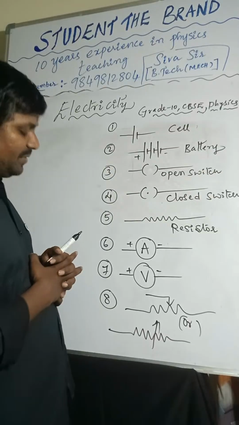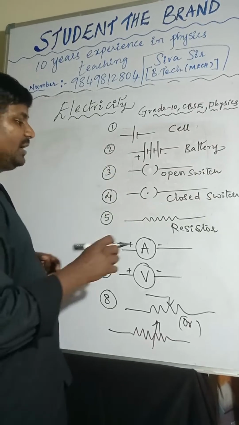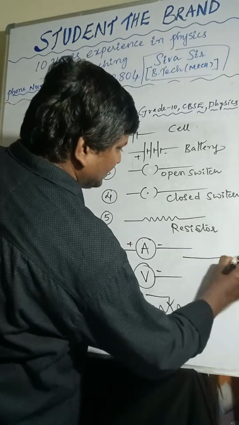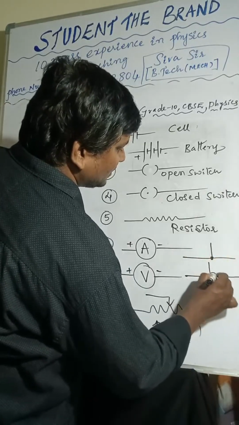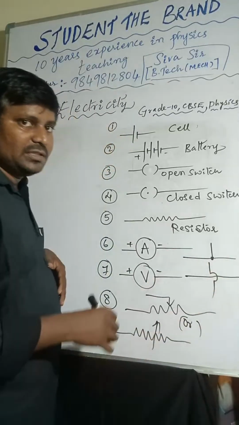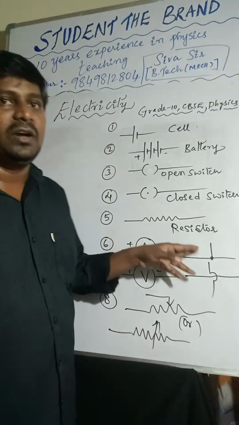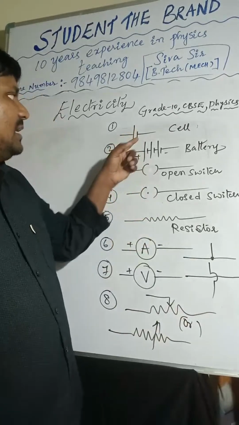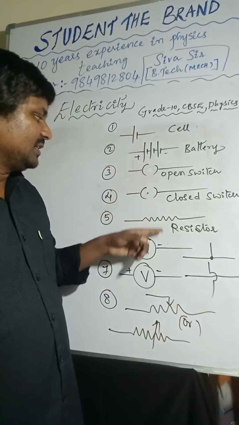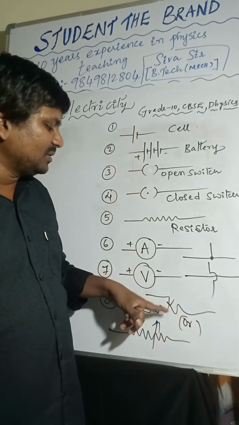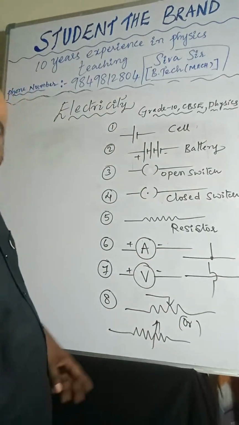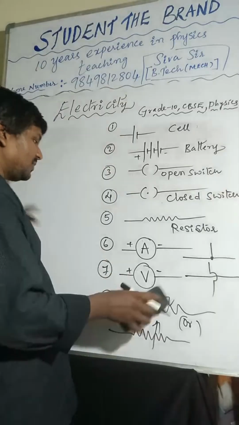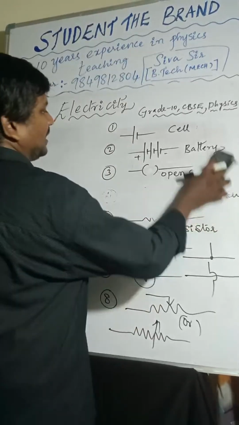Then next, we are going to the wire joining and wire crossing. This is the wire joining and wire crossing symbol. In wire crossing, the wires cross in the middle. So: cell, battery, open switch, closed switch, resistor, ammeter, voltmeter, rheostat, and wire joining and wire crossing. So this is about electrical components.